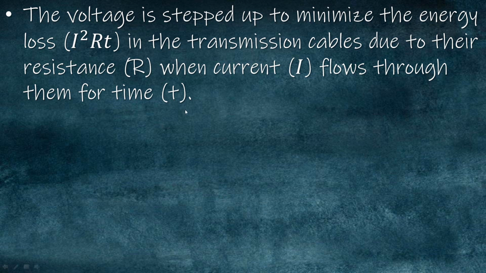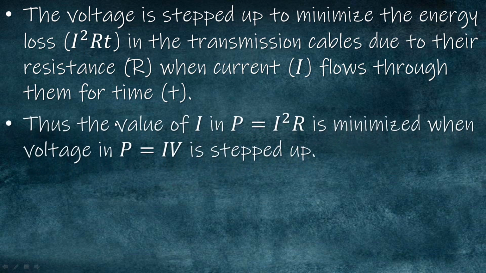Yes, you may not have all the details, but all we are saying is that we have to step up that voltage so that we minimize power loss or energy loss, and that is in the form of I squared Rt. So if you increase the voltage, it means you reduce the current. So when the current I reduces, that means you're going to minimize the power loss. Thus, the value of I in P = I squared R is minimized when voltage, in P = IV, is stepped up.